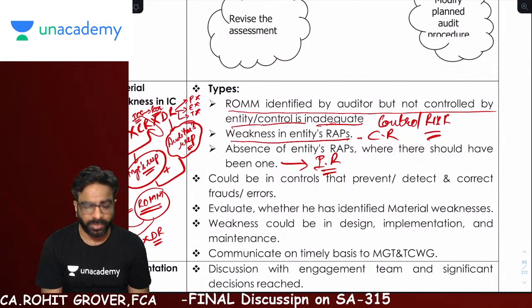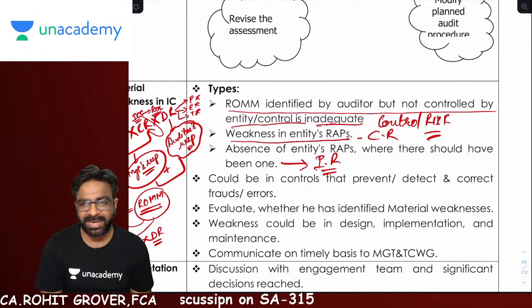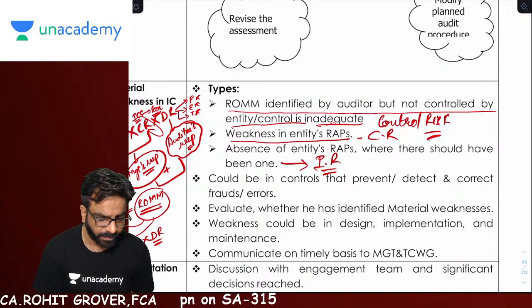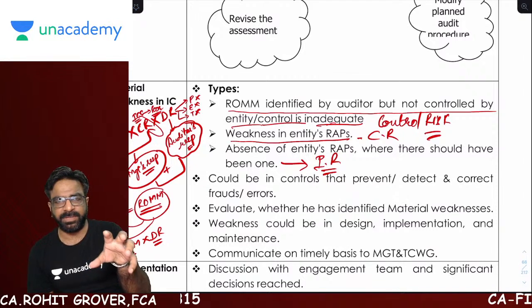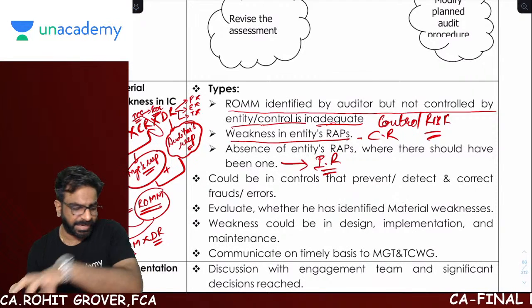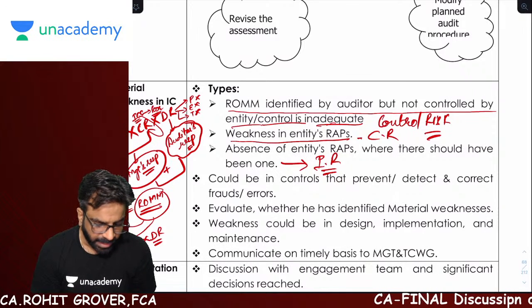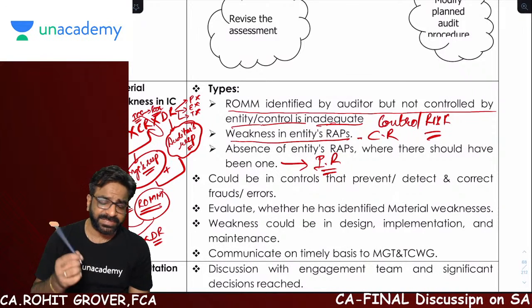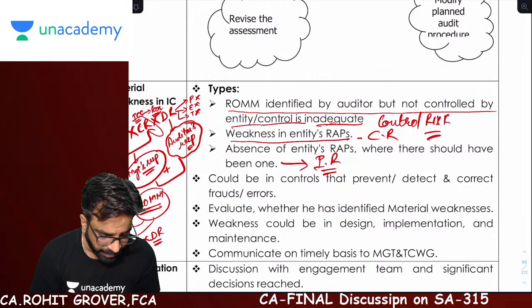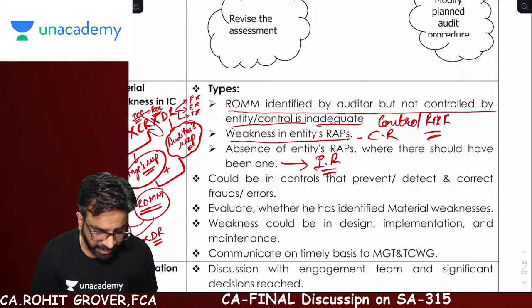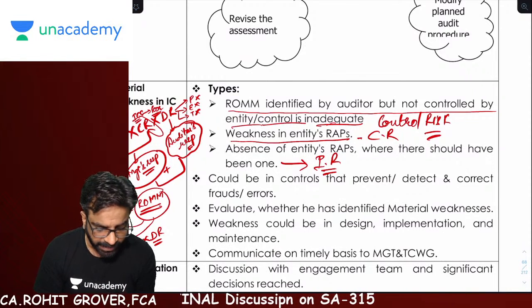Okay, Vinita, you are saying that there is an inverse relationship between inherent risk, control risk, and detection risk. Can you explain how? Anybody can explain how there is an inverse relationship? Yeah, ROMM and DR inverse. Very nice. Higher the inherent risk, higher will be the control set by the management.